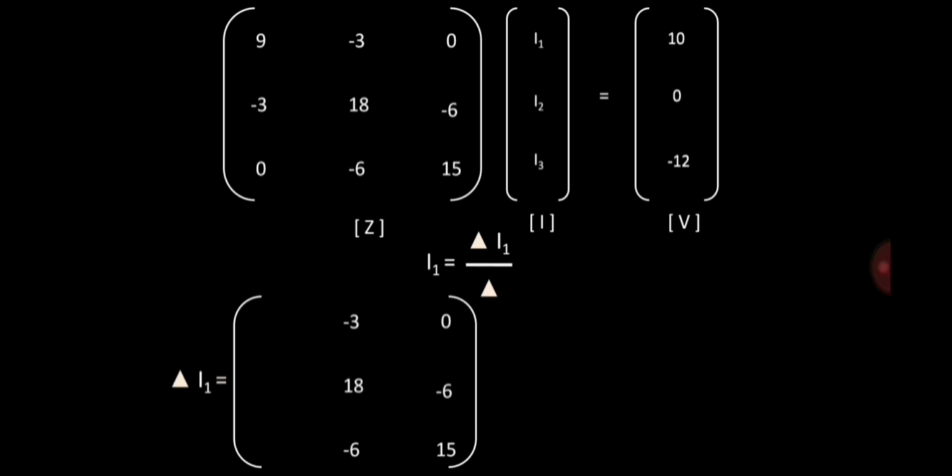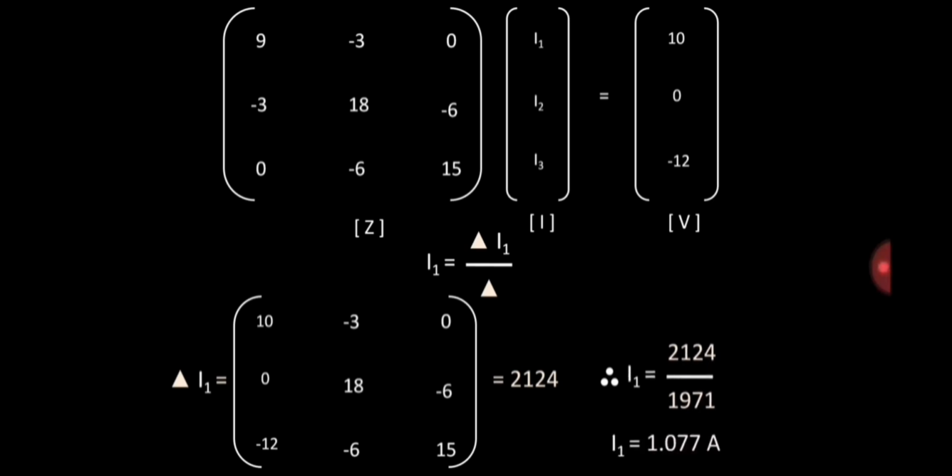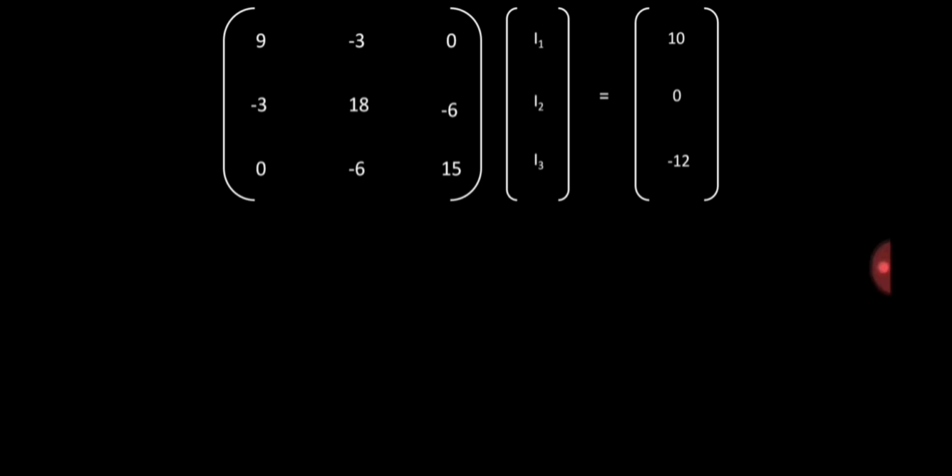So after getting the value, you have to divide it by the value of the main matrix. Solving this, we'll have 2124 as our answer. So I1 will be 2124 divided by the main matrix determinant, which is 1.077 amperes. So now this one will be the value of the current I1.